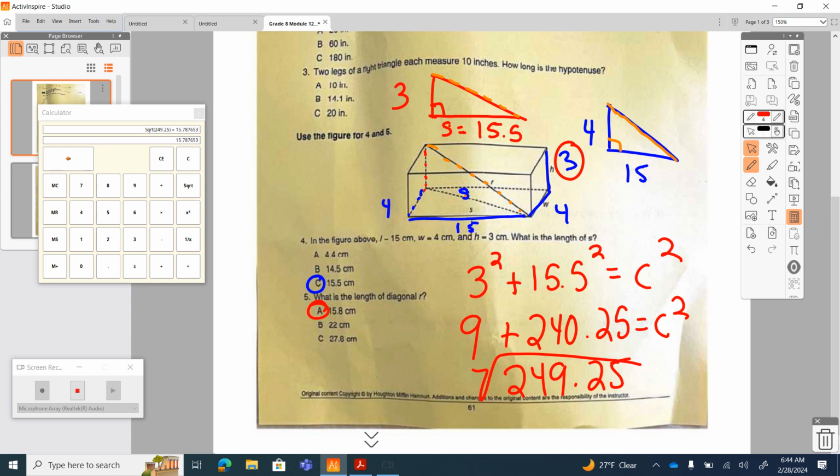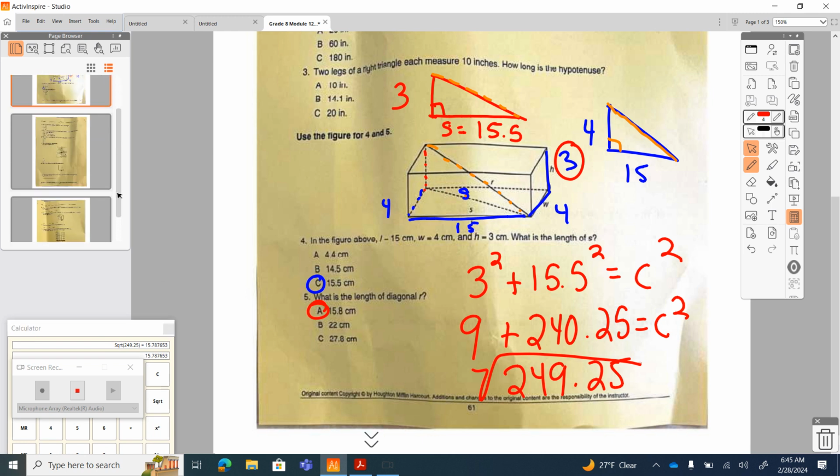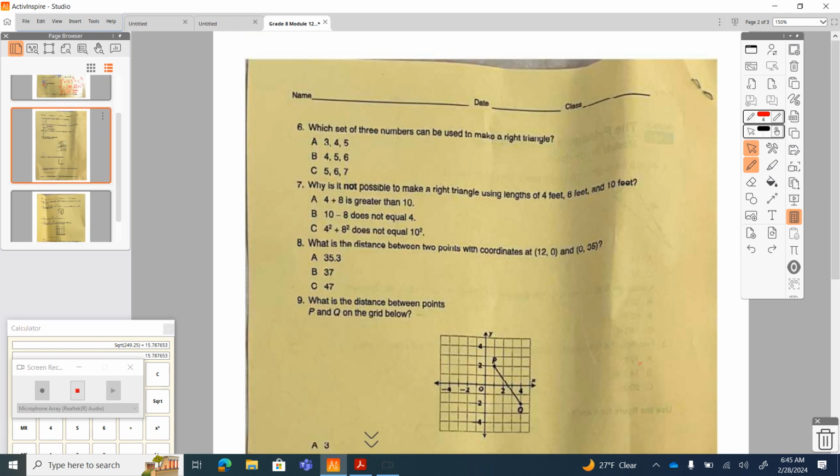Of these, 4 and 5 are definitely tricky because you have to understand what's happening with the triangles. But if you're watching this video, then you'll probably know how to do it on your test. Which set of numbers can be used to make a right triangle? For these, you would need to guess and check.